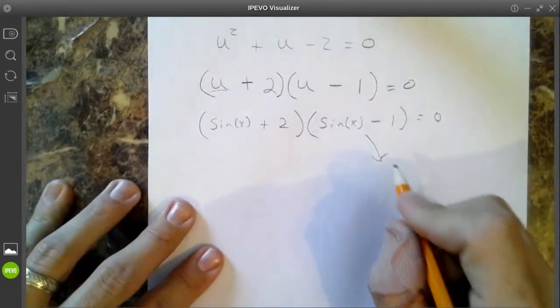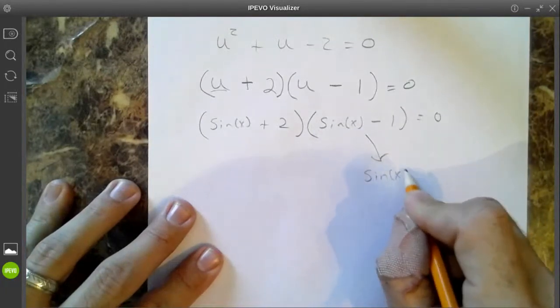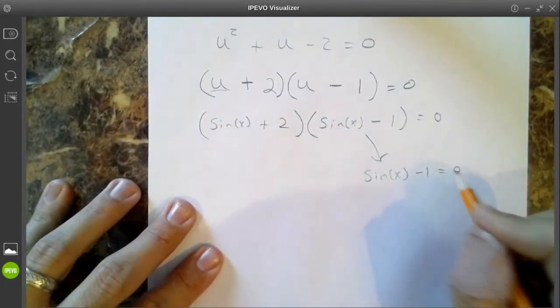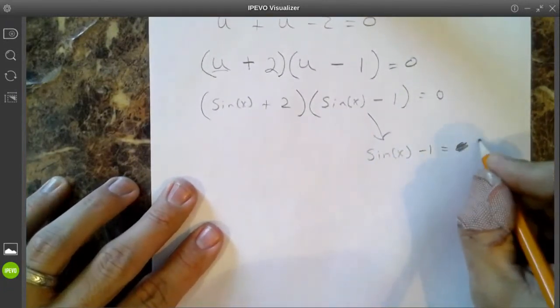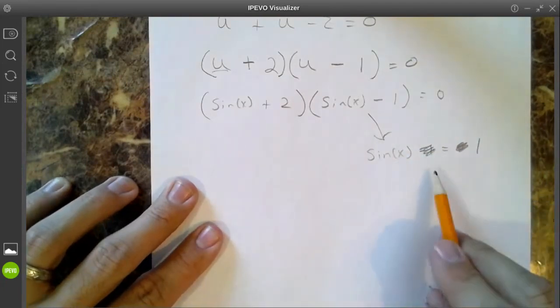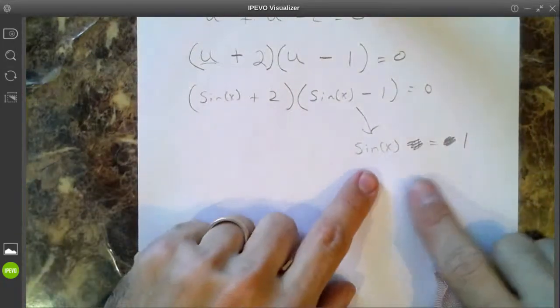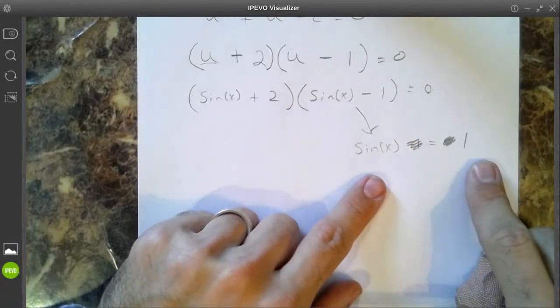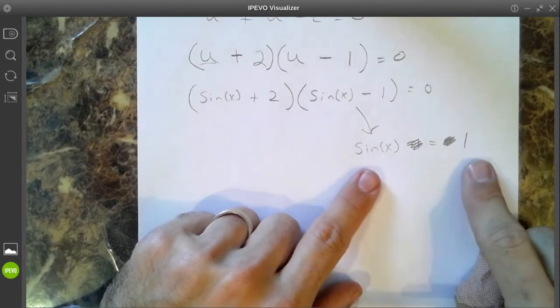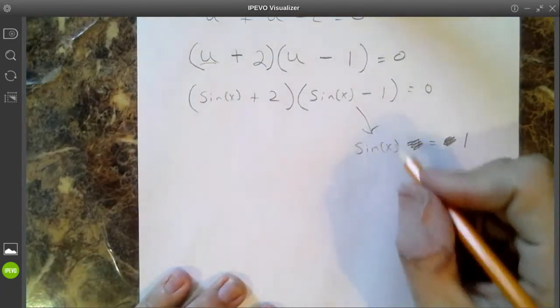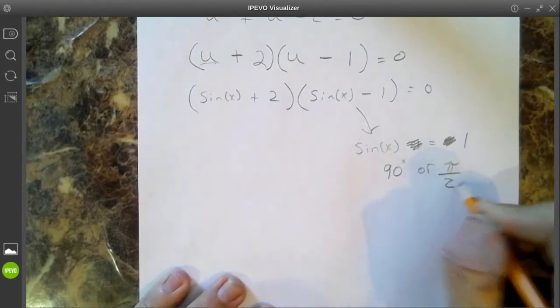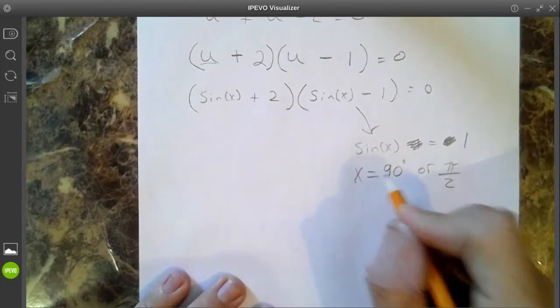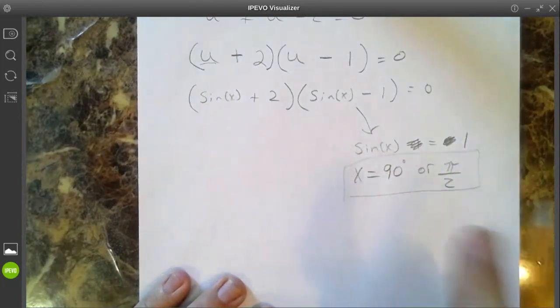Let me do this one first. So sine of x minus 1 is equal to 0. I need to move that 1 to the other side. All right, so I'll scratch that out. Put the 1 there. All right, I added 1 to both sides. Now, for sine of x to equal 1, let's see here. It only occurs in one position. The only time that sine of x is equal to 1 is at 90 degrees, or pi over 2. All right. So x has to equal that value, plus or minus 360.